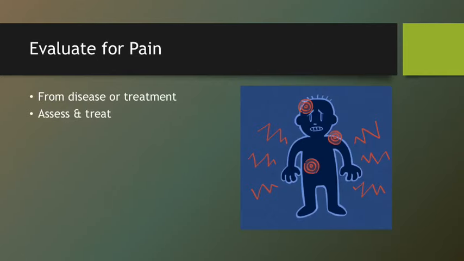All right, evaluate for pain. Oh my God, you know how to do that, don't you? Do you know how to evaluate for pain? Do you know how to treat pain? Yes. Meds. Yes. I'm sorry, if I have cancer and you want me to use guided imagery.